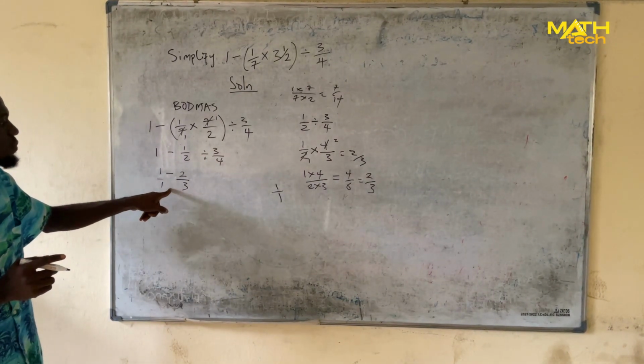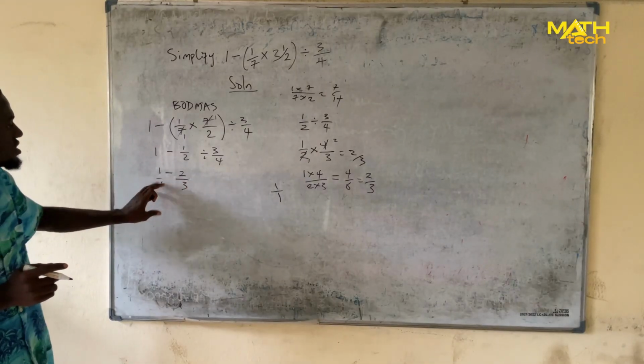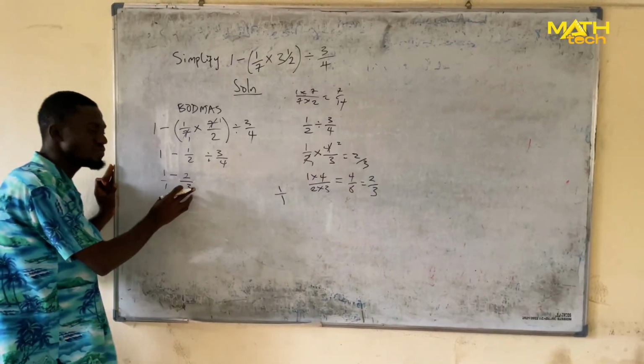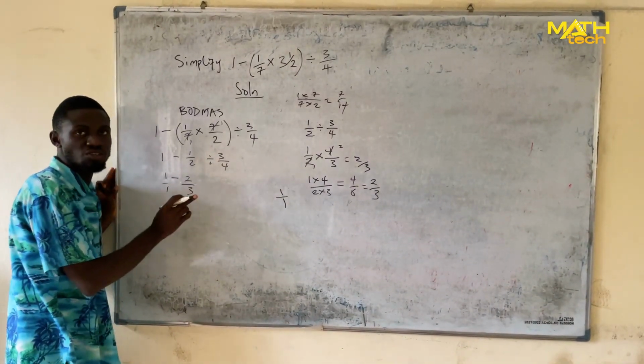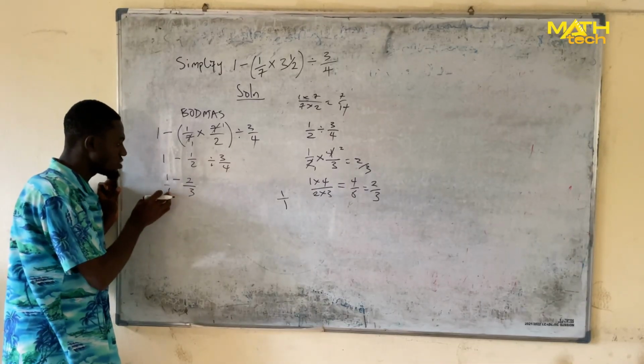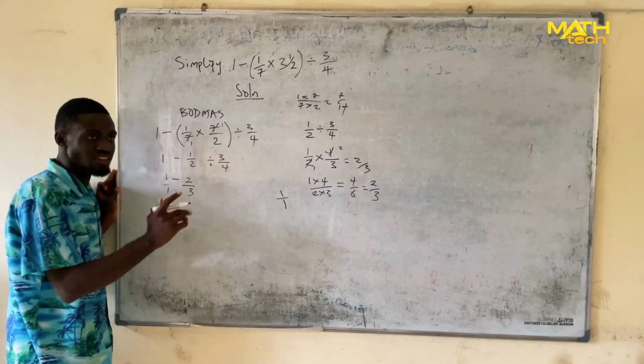I'm just breaking this down for those who don't have the background knowledge of this. So at this point, solving this, we have to find the LCM of the denominator. From the LCM of the denominator, we'll be able to solve this and get the answer correctly.